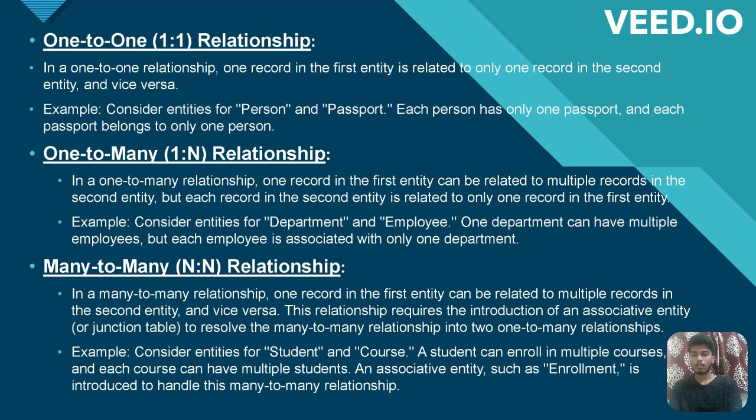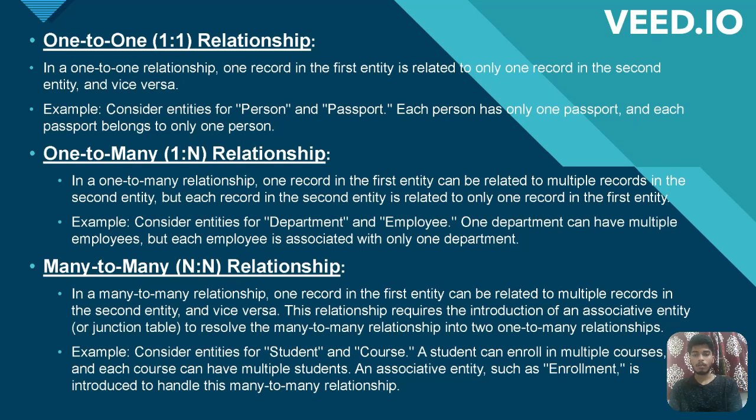One-to-many relationship. In a one-to-many relation, the first entity can be related to multiple records in the second entity, but each record in the second entity is related to only one record in the first entity. Example: consider entities department and employee. One department can have multiple employees, but each employee is associated with only one department.